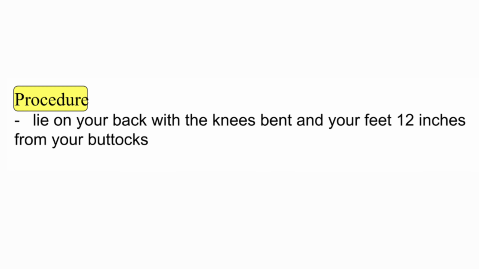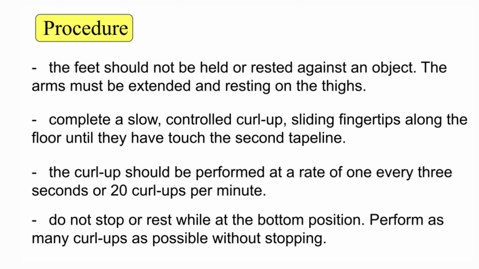The procedure? Lie on your back with knees bent and your feet 12 inches from your buttocks. The feet should not be held or rested against an object. The arms must be extended and resting on the thighs. Complete a slow, controlled curl up, sliding fingertips along the floor until they have touched the second tape line. The curl up should be performed at a rate of 1 every 3 seconds, or 20 curl ups per minute. Do not stop or rest while at the bottom position. Perform as many curl ups as possible without stopping.